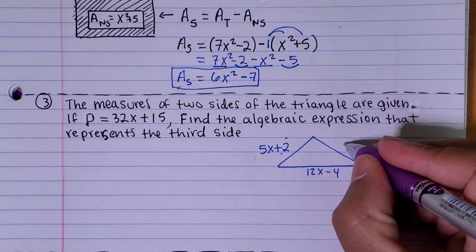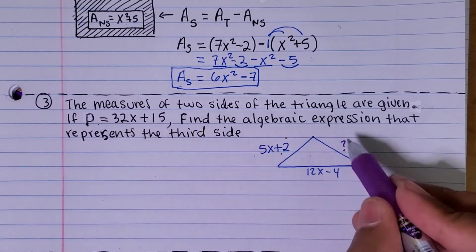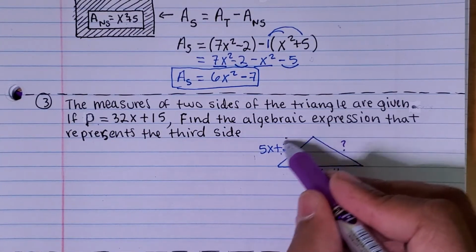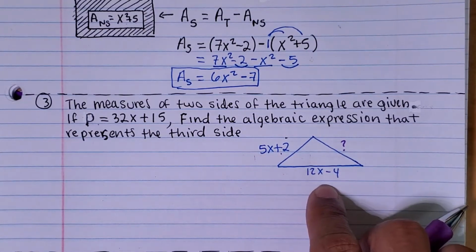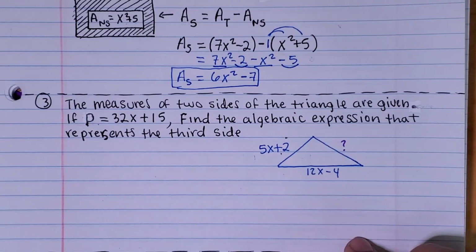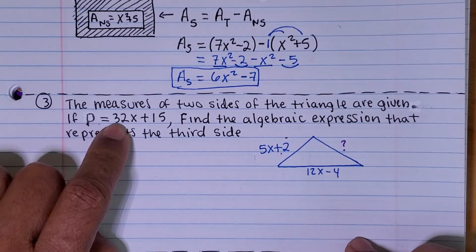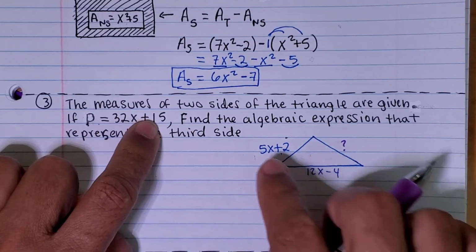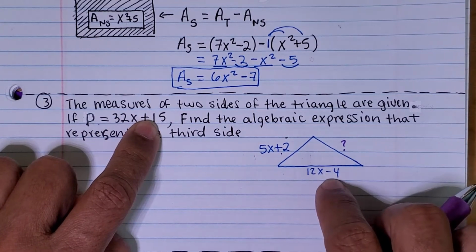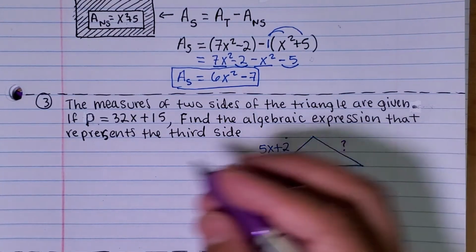Now, this one we don't know, but we know the perimeter. So the perimeter is the total when you add up all three sides of the triangle. So we know the total, and we know two parts. So it's similar to the previous problem, but instead of area, now this is perimeter. So what I'm going to do is set up not an equation, but an expression that says this minus this is going to be the length of the third side.